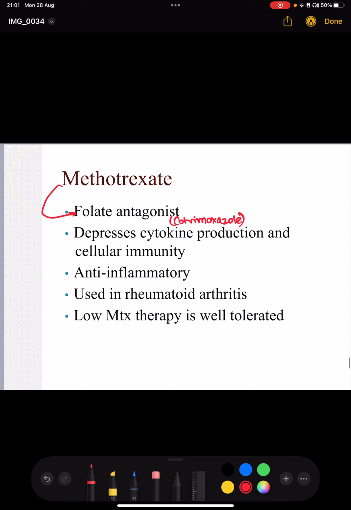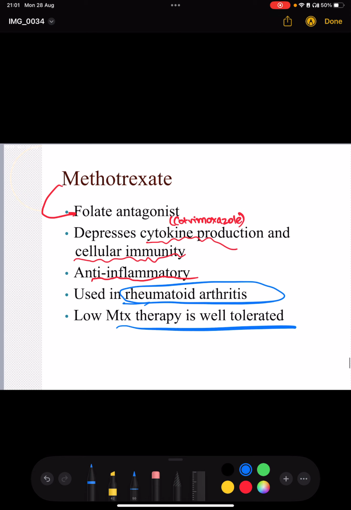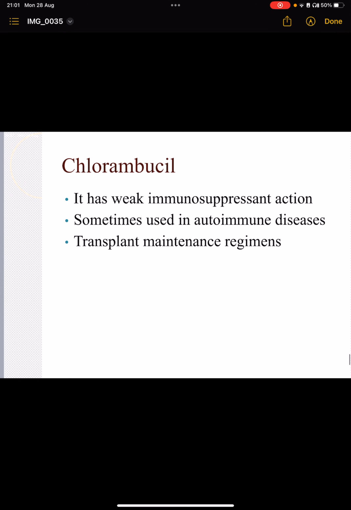It depresses cytokine production and cellular immunity. If cytokine production is decreased, then the immune response is decreased. Inflammation is decreased, so it is anti-inflammatory. Depressing cytokines depresses inflammation. It is used in rheumatoid arthritis, useful for rheumatoid arthritis, methotrexate, and it is a well-tolerated drug. There are fewer adverse drug reactions to methotrexate.